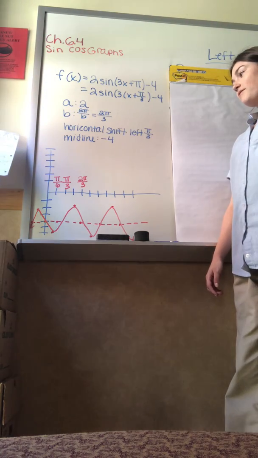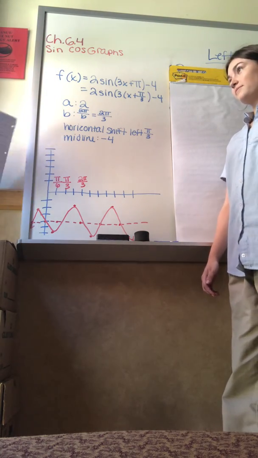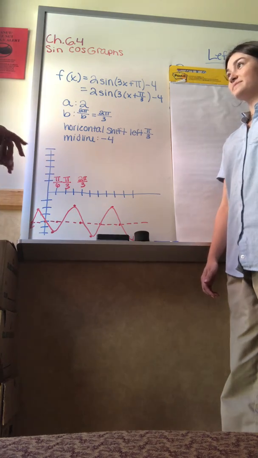And so basically with all of our shifts and our ABHK values, that is how you're able to graph a sine or cosine function.